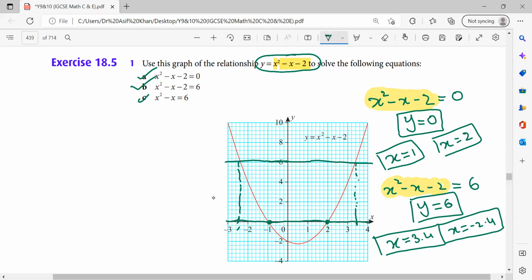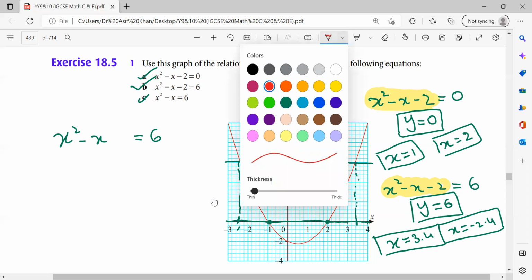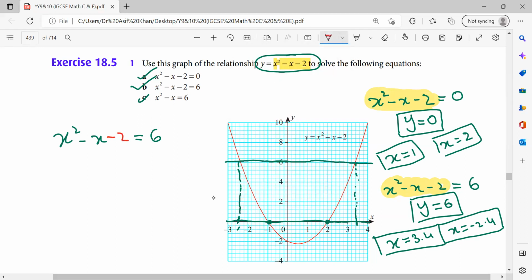Now for part C, Alicia, what will be the equation? Here we have x square minus x is equal to 6. Now we don't have the exact equation, something is missing. Minus 2. So you will write minus 2 here, minus 2 there. And y is after that equal to 4. Yes, very good. This thing will be equal to y, so it will be y is equal to 4.